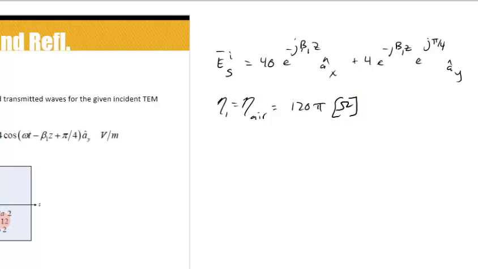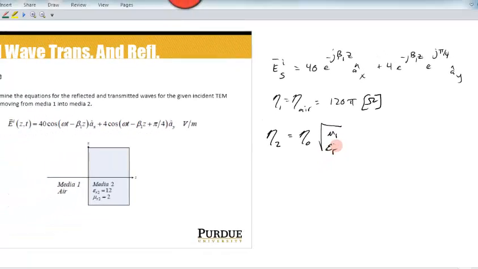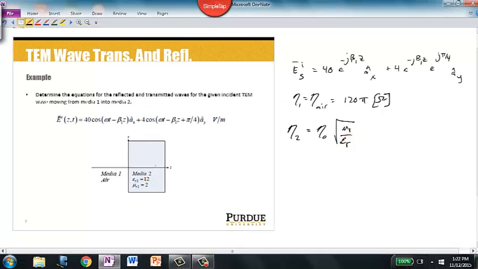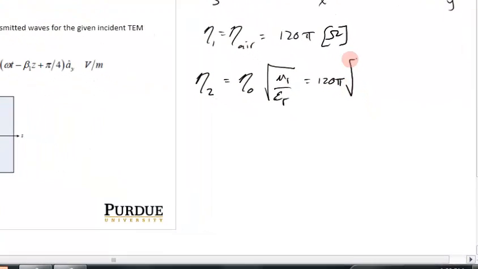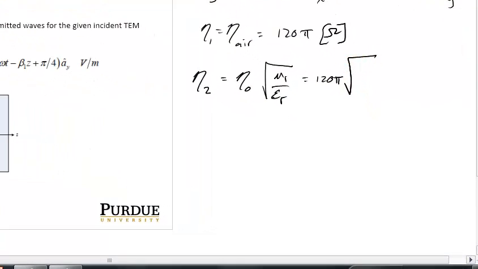We need to know the eta for media 2, and we can use the relationship that eta 2 is equal to the intrinsic impedance of free space times the square root of the relative magnetic permeability of media 2 divided by the relative electric permittivity of the media. So for media 2, this is going to be 120 pi times the root of 2 divided by 12. And so that is the root of 1/6, and we multiply that all out together and we get 48.99 pi ohms as the intrinsic impedance of media 2.